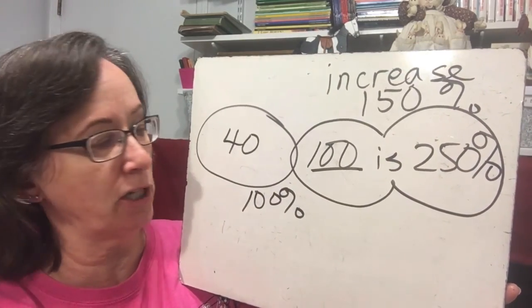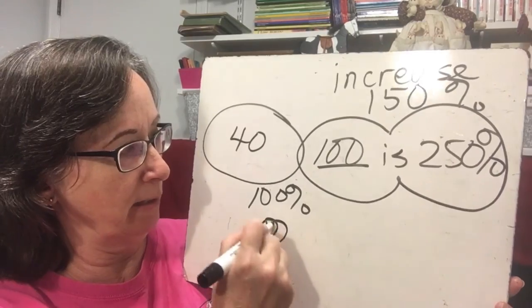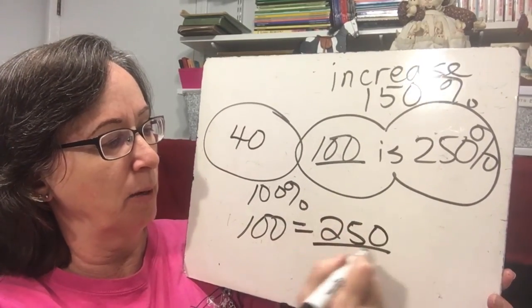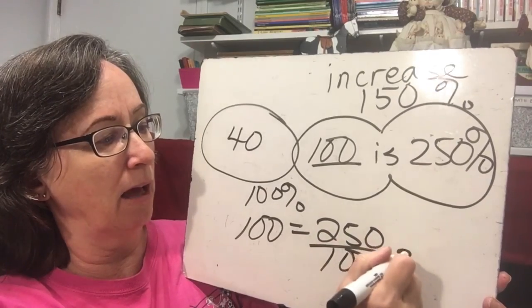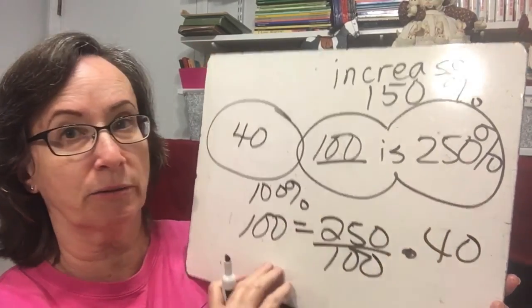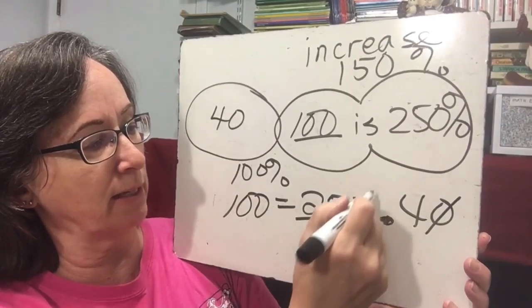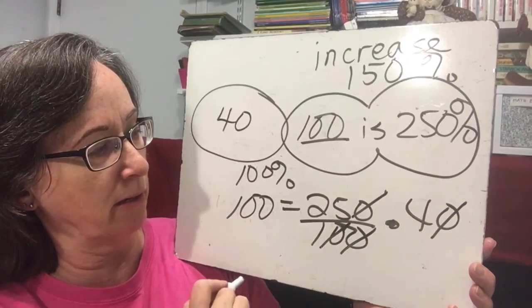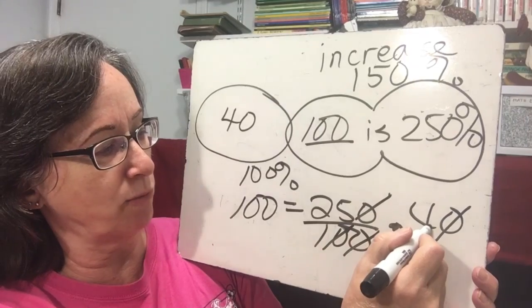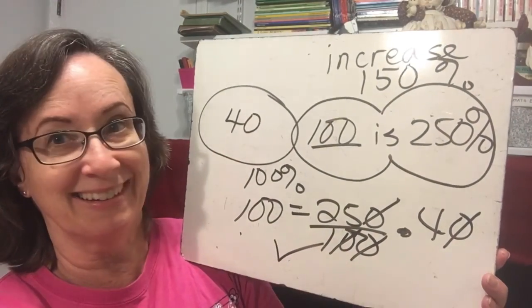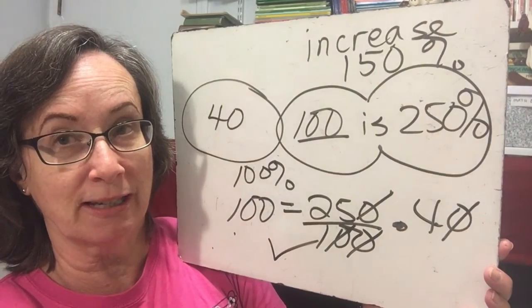Okay, so now let's check. 100 is 250% of 40. Is it true? Okay, so let's cancel a 0 out there. Let's cancel another 0 there. 25 times 4 is 100. Is 100. Check. And it works. And that is the end of our percent problems.